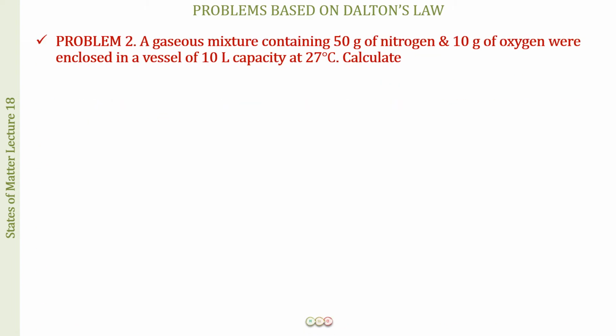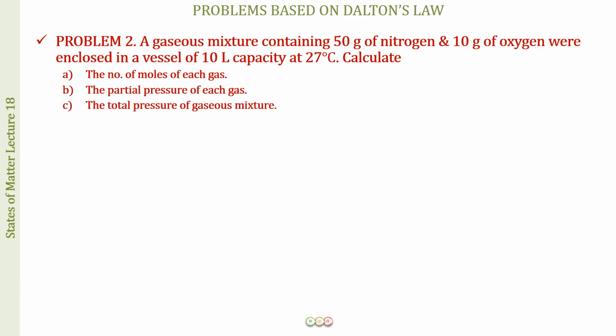Now the next question is that a gaseous mixture containing 50 gram of nitrogen and 10 gram of oxygen was enclosed in a vessel of 10-liter capacity at 27 degrees Celsius. Calculate the number of moles of each gas, the partial pressure of each gas, and the total pressure of the gaseous mixture. So how are we going to do this? You can try it yourself as well and then look at the solution. The first part is to find out the number of moles of each gas. So let us do that.